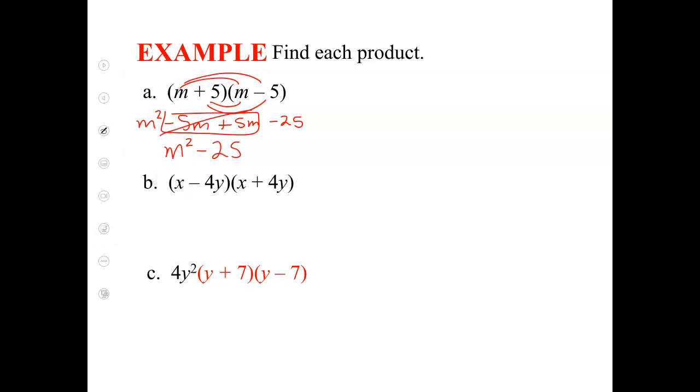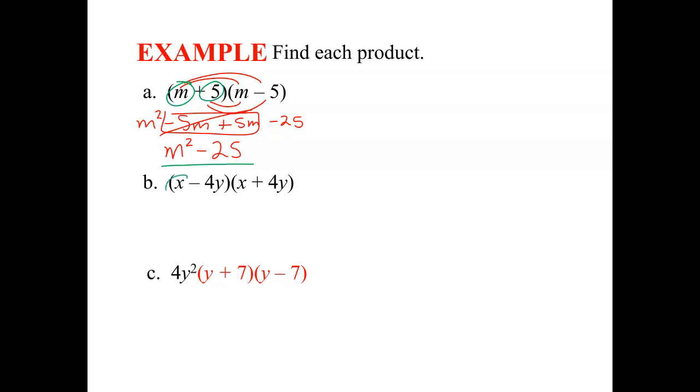So then, using that pattern, my first term squared is m squared. My second term squared is 25, and it's a difference. So noticing that difference of squares, or the sum and difference of two terms, will allow you to just kind of speed up this process of multiplying.